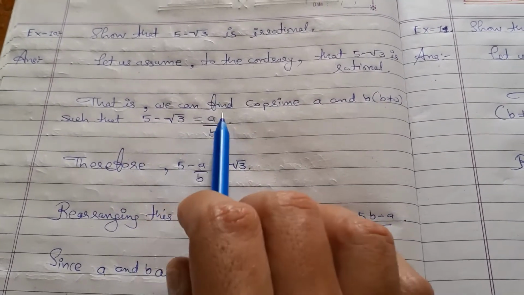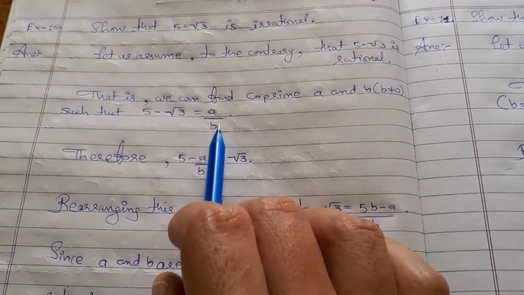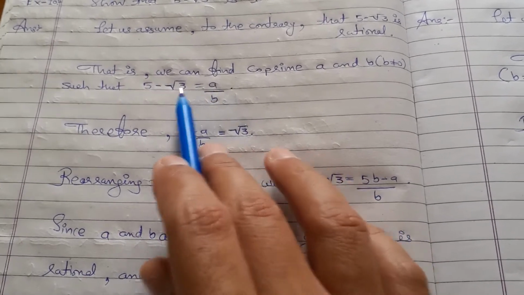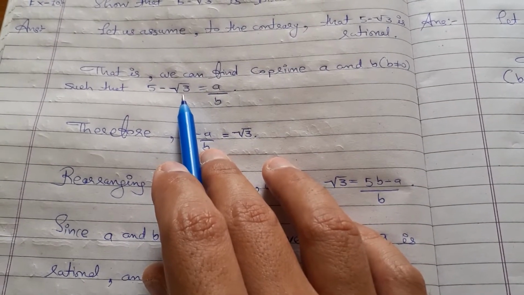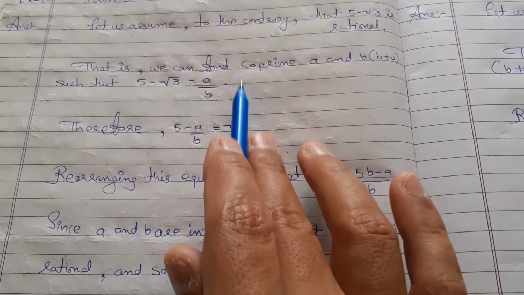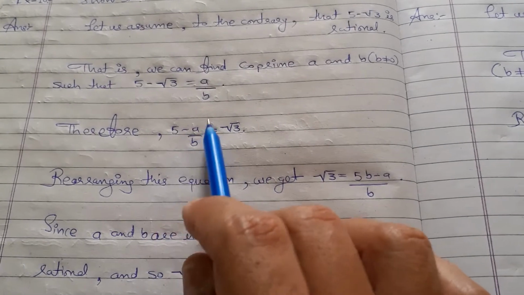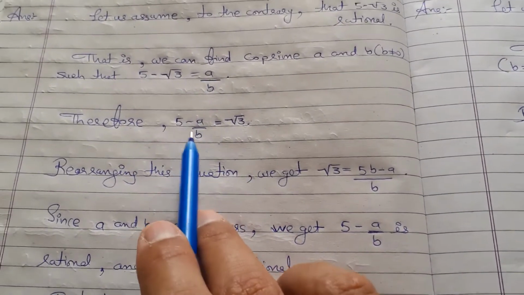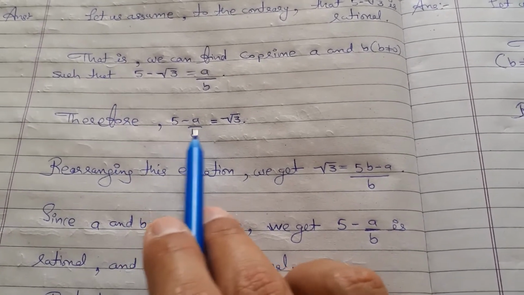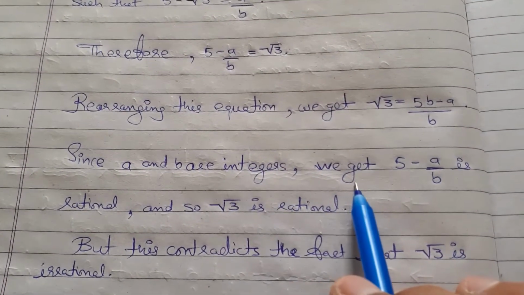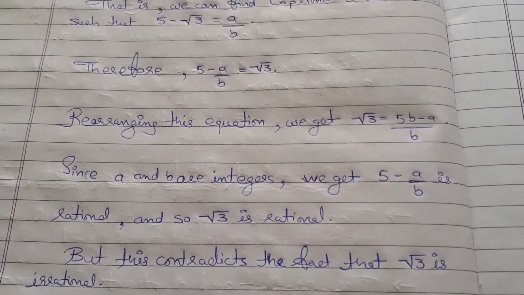Then 5 minus root 3 is equal to the rational number form a by b. We are sending this a by b term to the left hand side. Here it is positive; if it goes to the left hand side, it will become negative. And here this term is minus root 3; if we send it to the right hand side, it will become positive. That is 5 minus a by b is equal to root 3. Rearranging the terms, taking the LCM, 5b minus a upon whole b. So we are getting root 3 is equal to (5b minus a) by b. Since a and b are integers, we get 5 minus a by b as rational.